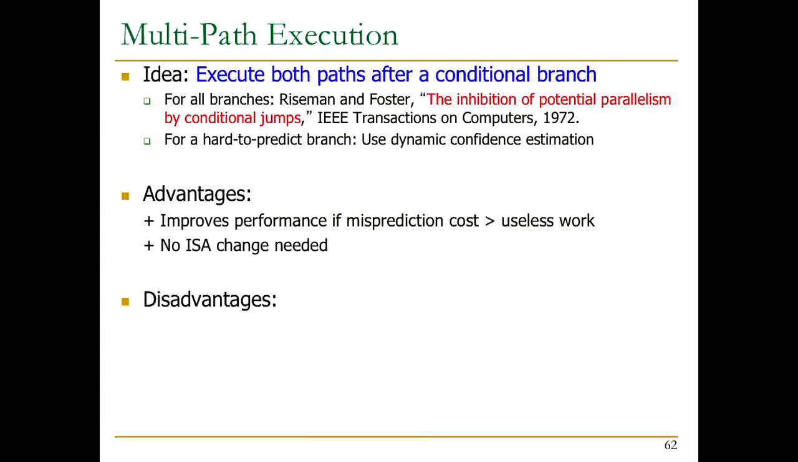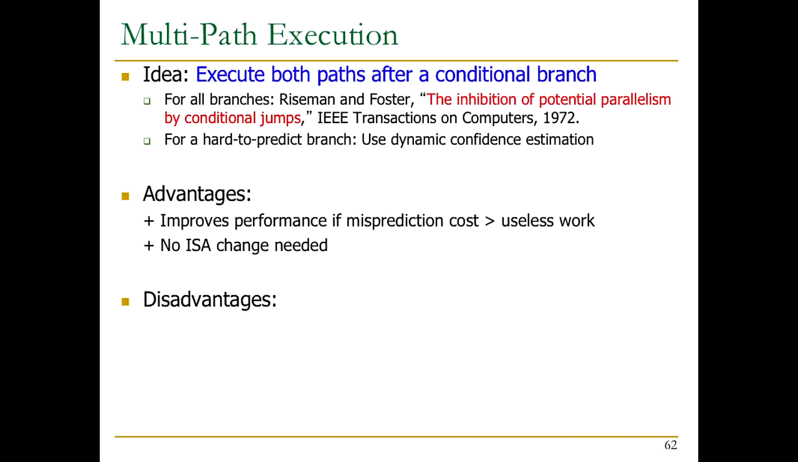Clearly, you're doing useless work here if you're following both paths. And there's no ISA change needed in this case, but you do need some hardware cost. You need to distinguish between multiple paths, right? Actually, it's very much like different contexts, because you have different sets of registers for this path versus that path, right?